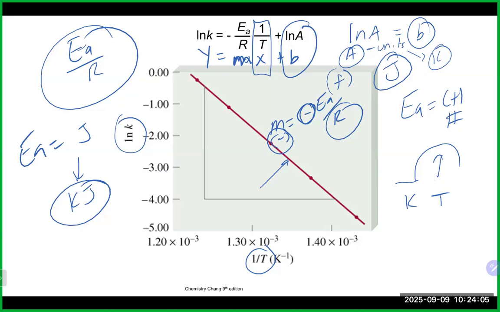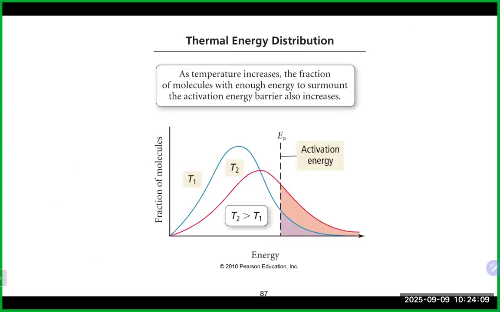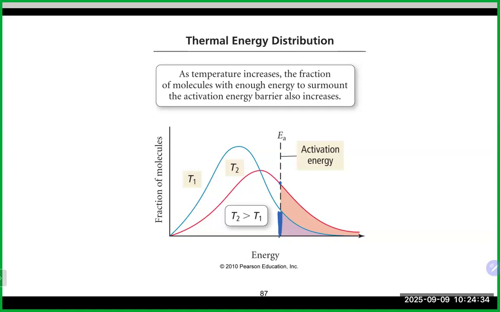So you may have to make some graphs along the way. All right, so here again, it's just graphically what we see here, T1 versus T2, where T2 is a higher temperature than T1. And what that means is this is our activation energy that you've got to get to. So under that first temperature, really only this amount of molecules have enough energy to get up and over that hill to the other side.